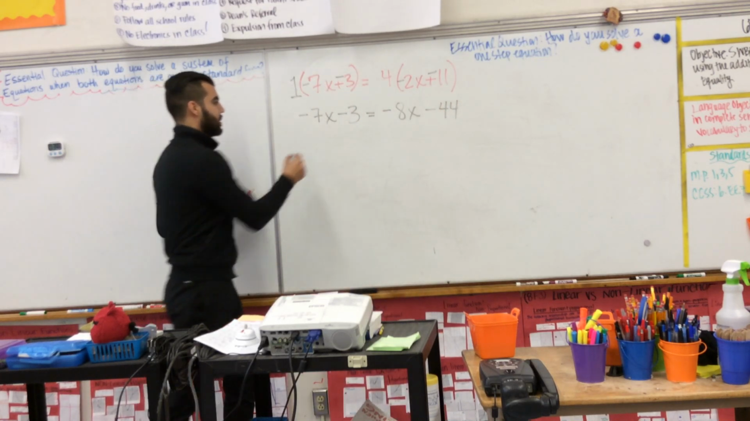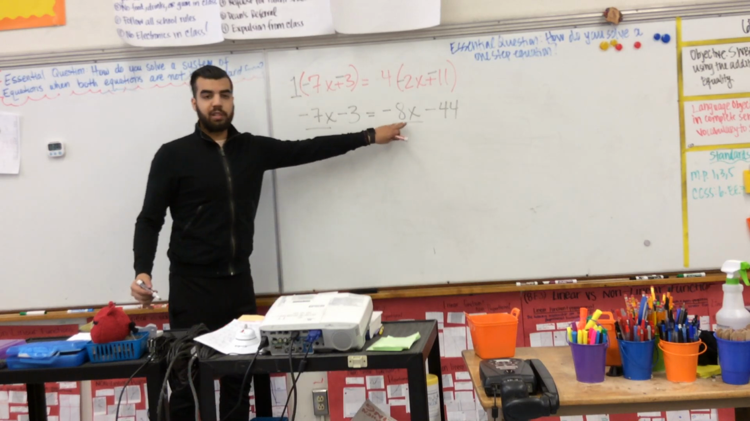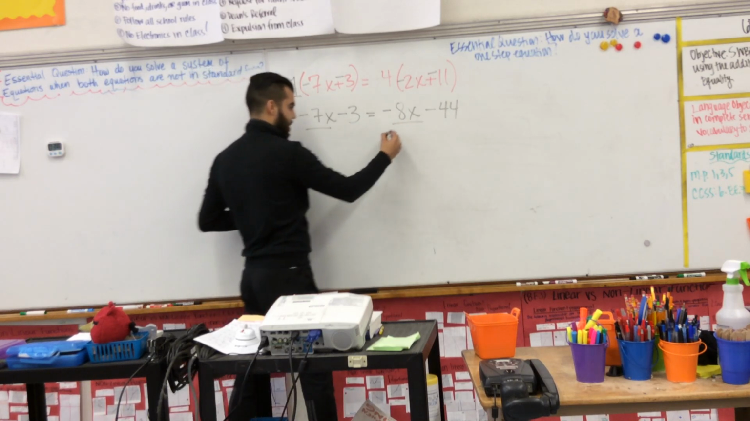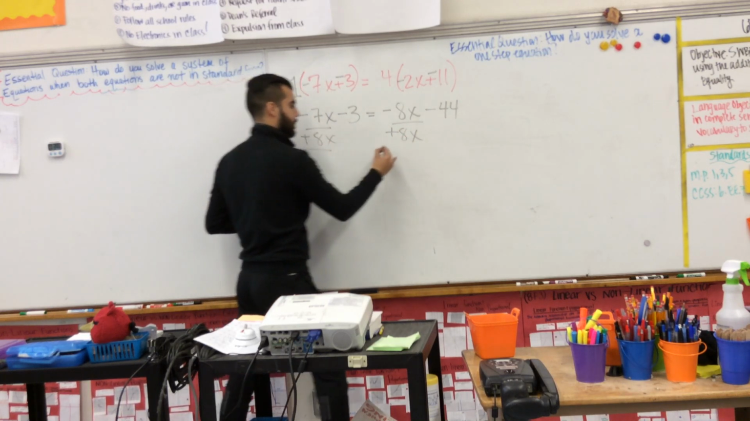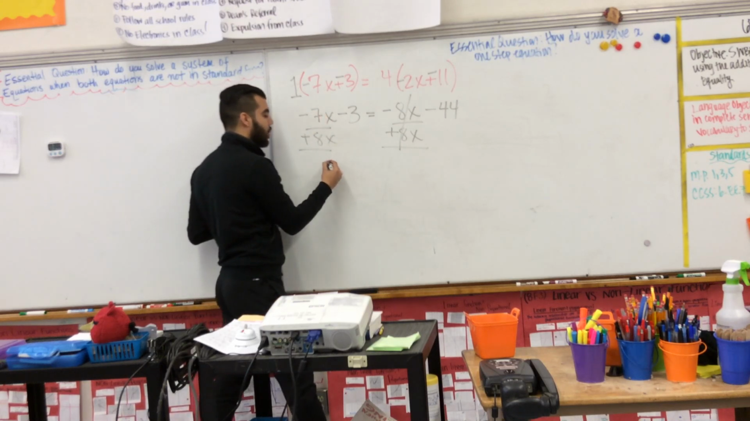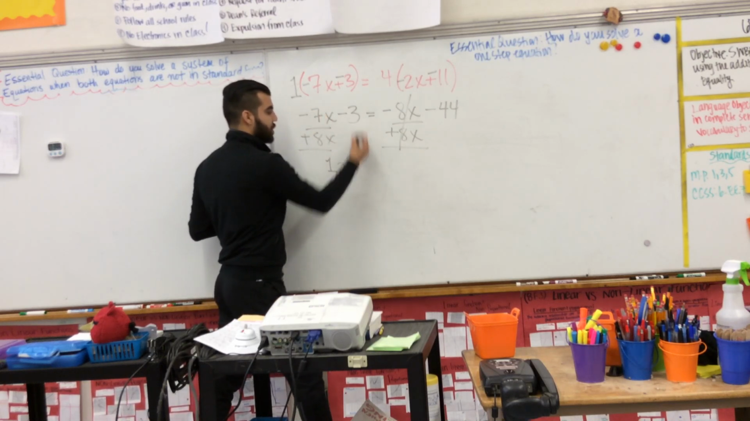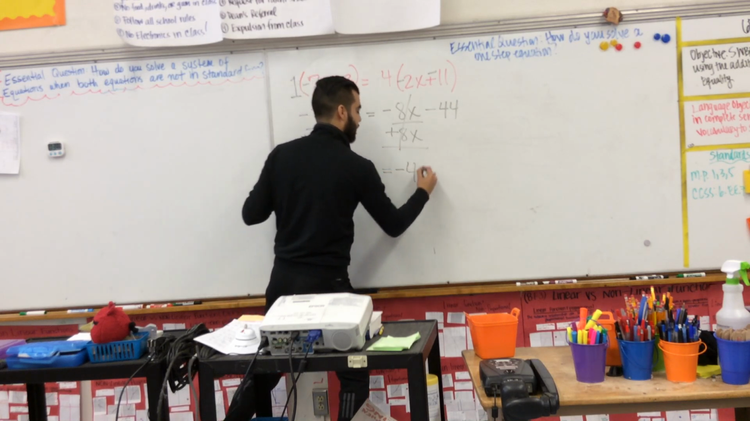Now look at the variables. You got negative 7x and negative 8x. This one is smaller, so you want to bring this one to this side. Plus 8x, plus 8x. This eliminates. We get different sides subtract, so you get 1x. Drop the ones you didn't use, minus 3 equals negative 44.